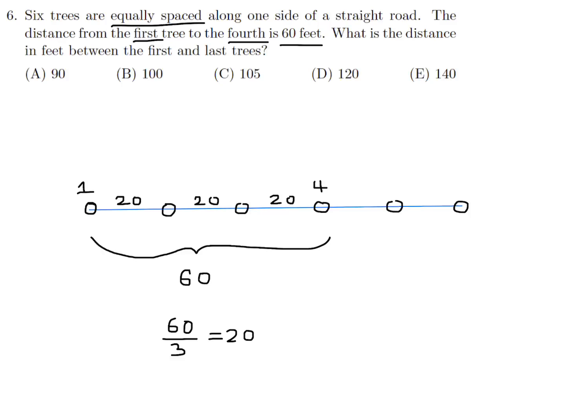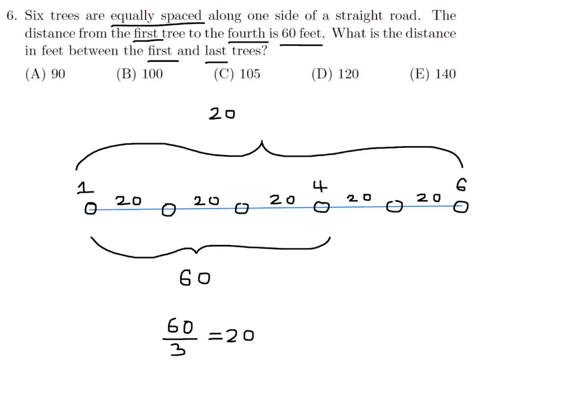And then they're asking what is the distance in feet between the first and last. Okay, this is the last one right here. Now, if they're equally spaced, the distance between the fourth and the fifth is 20, and the distance between the last two is also 20. So the full distance between the first tree and the last tree is 20, 20, 20, 20, 20, which would be 20 times 5, which is 100. So the answer to number 6 is B.